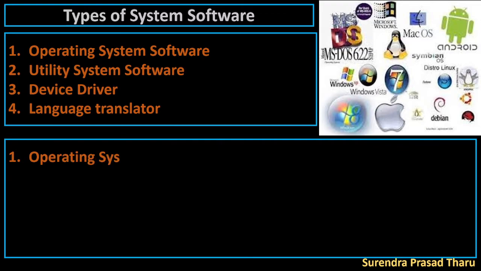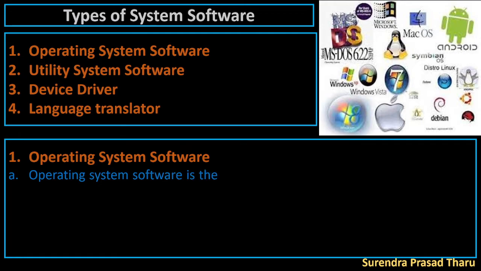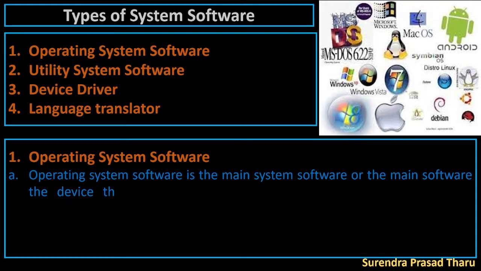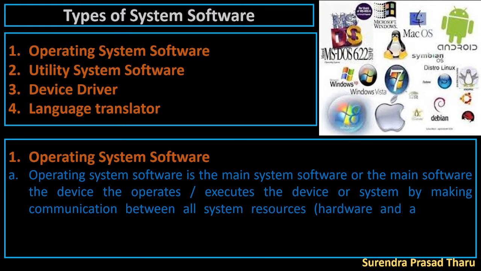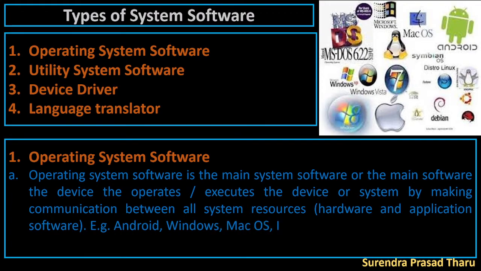First, operating system software. Operating system software is the main system software for a particular device, a particular machine, that really makes that device workable, and helps to operate and execute the overall system, all parts of that particular device. It makes the communication among all the different devices and makes them workable. It even helps to execute different types of application software. That is the operating system software.